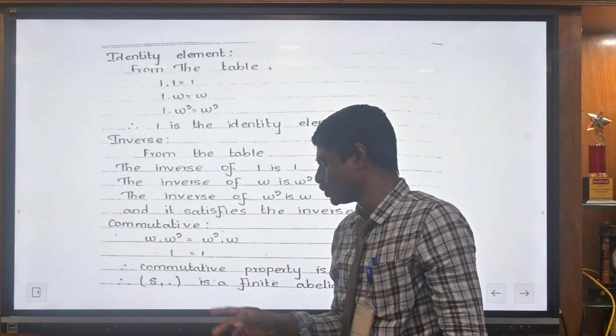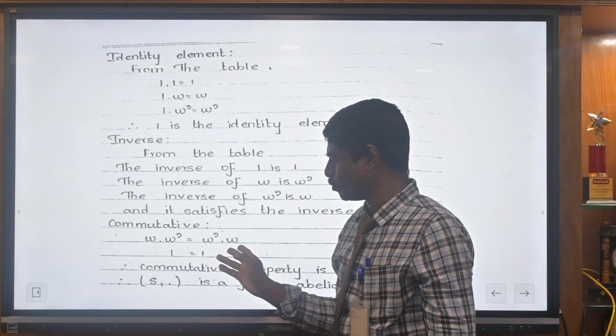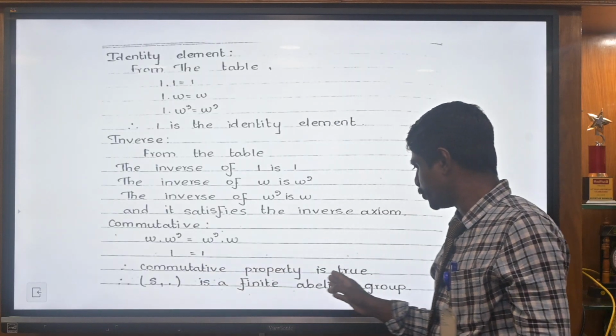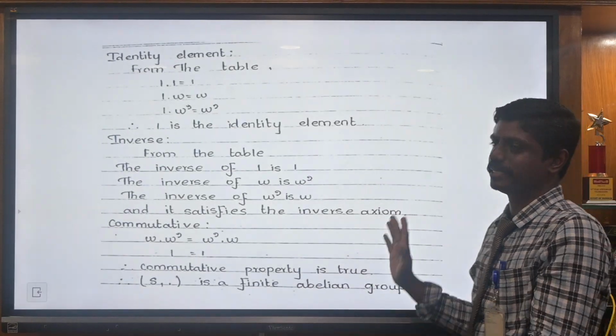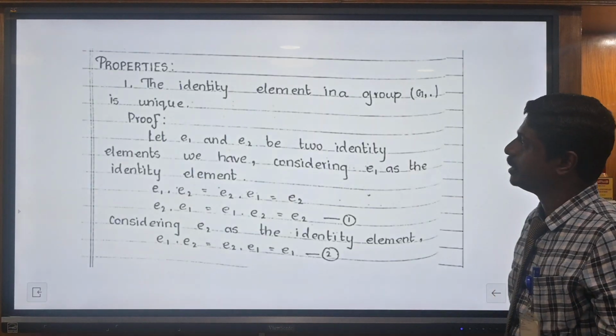And next commutative, last one. Omega and omega square into omega is omega, is always equal. So the commutative property is true. X comma dot is a finite group. Right? It means it satisfies all the conditions.